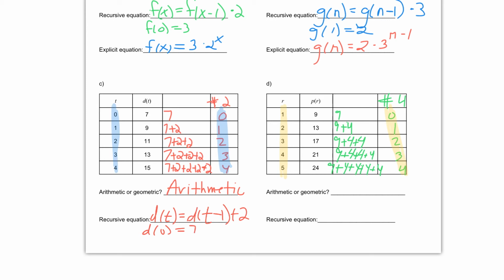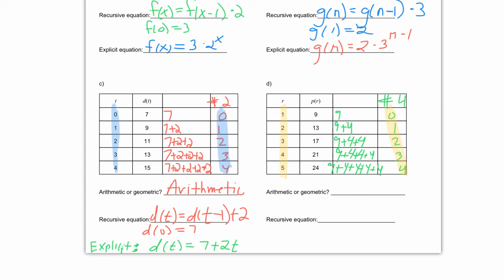Then I need to do the explicit equation. I lost that line on the video. You should have it in your notes to fill out. But that explicit formula, so let's write this explicit, is d of t equals, I started with 7, and this time instead of multiplying in those geometric sequences, I'm adding the same number each time. I'm adding 2, and then I need to check how many times. So I'm adding 2, the exact same number as t, so this would be 2 times t.